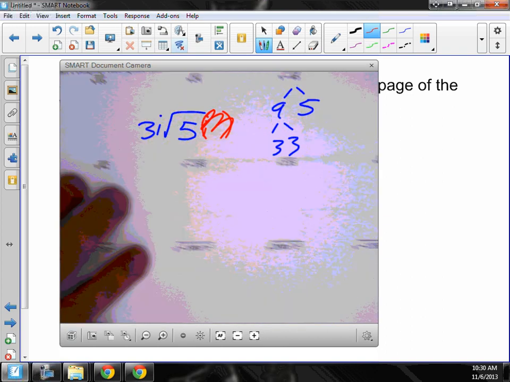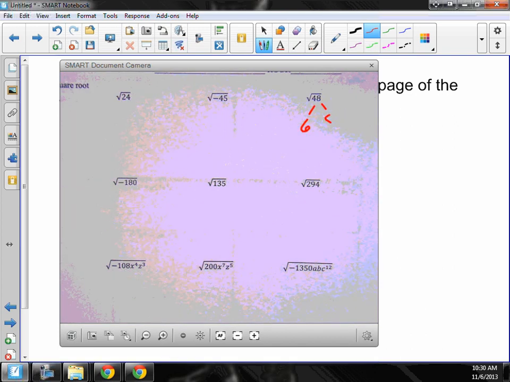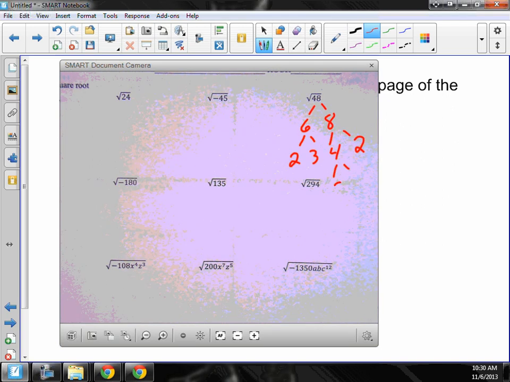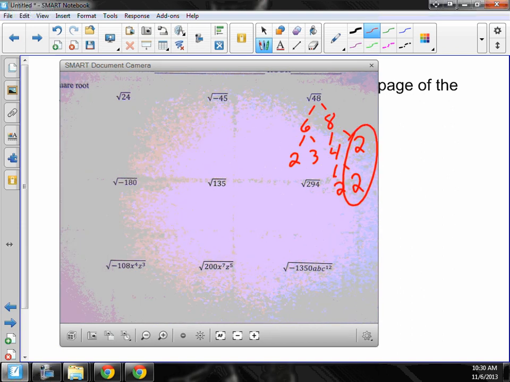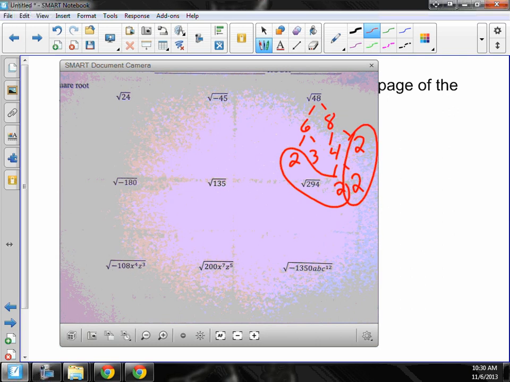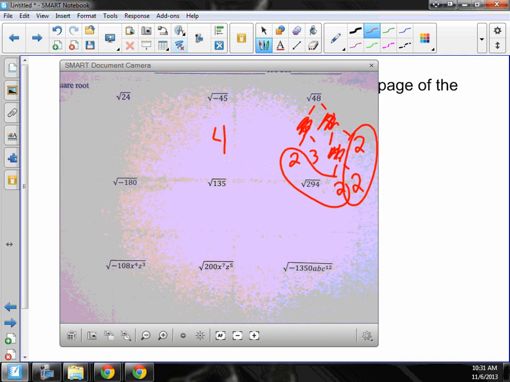Okay, next one. 48. 6 and 8, 2 and 3, 4 and 2, 2 and 2. Do I have any pairs? Pair of 2s, pair of 2s. What about this 6 and 8 and 4? If they factor, then we ignore that they even existed. We only care about prime numbers. So I can bring out 2 sets of 2s. So 2 times 2 is 4. Square root of, what's left over? 3.